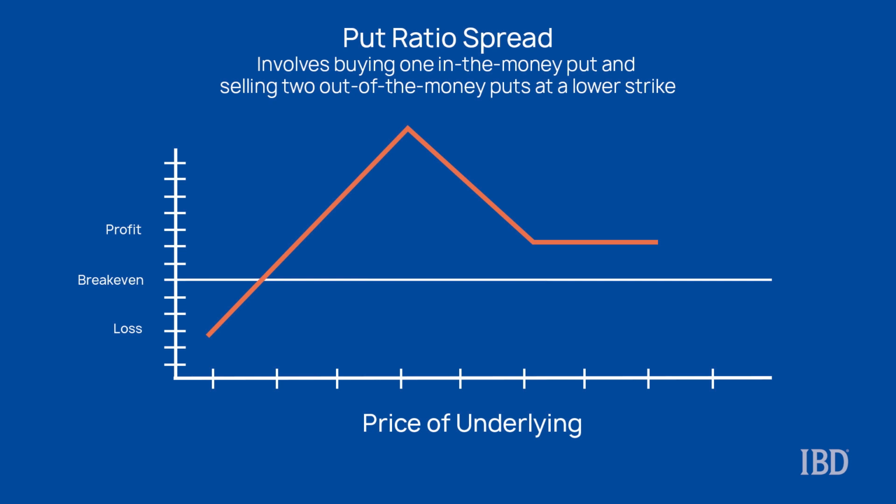Remember that with options there are two types. You have calls and you have puts. With both calls and puts, you can either be a buyer or a seller. Just like with any stock, you can either buy it long or sell it short.